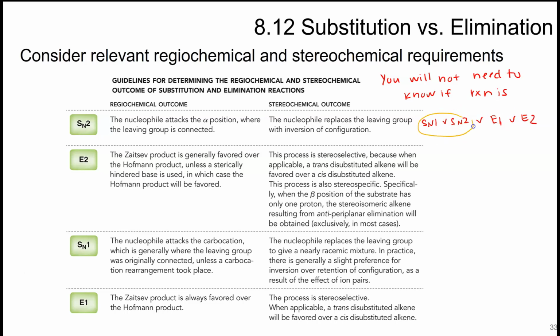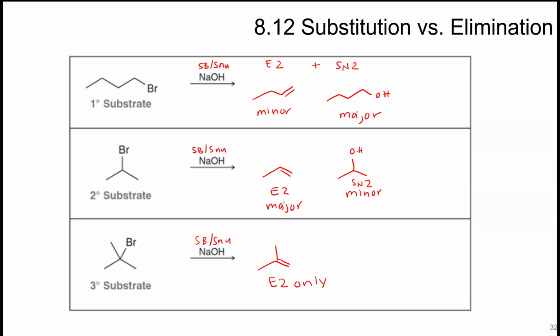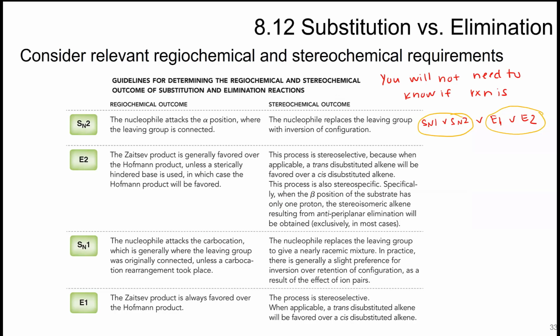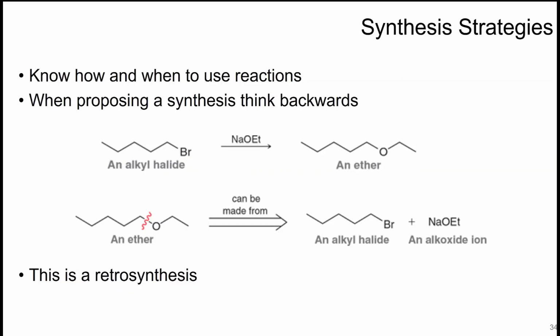You will need to be able to tell between SN1 and SN2 and E1 and E2, but you won't have to decide between them in problems like this where it's SN1, SN2, E1, E2. If you're doing synthesis, however, you should know what is going to give you the best chance at the correct product. Okay, so for synthesis strategies, you want to know how and when to use reactions.